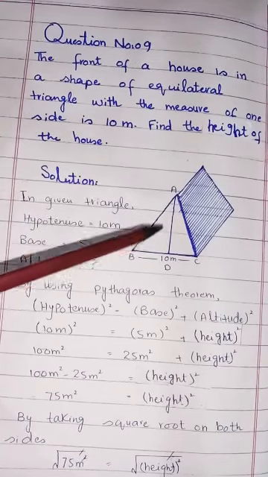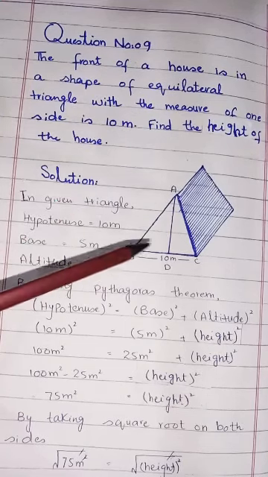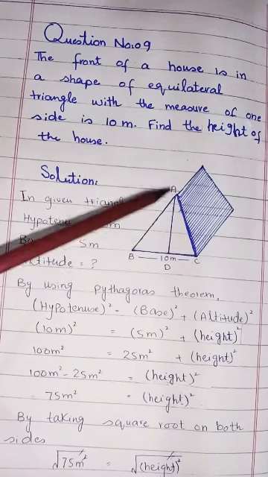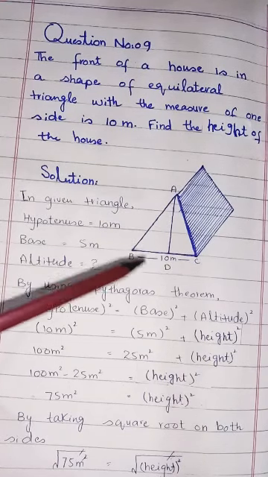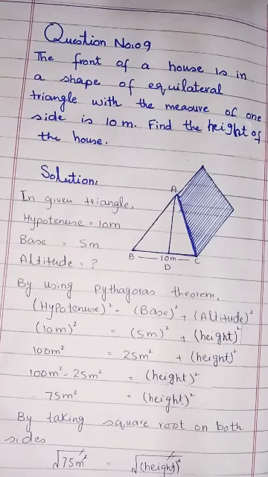In this question, we have a triangle ABC. In this triangle, AB is 10 meters, BC is 10 meters, whereas AC is also 10 meters because it is an equilateral triangle. We have to find out its height, which is AD.